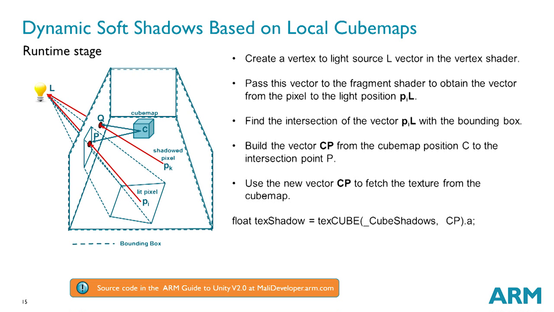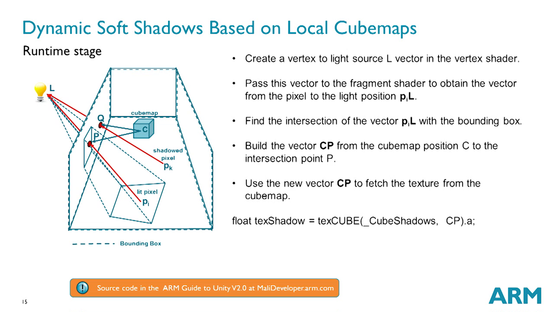So what we need to do at runtime? At runtime, we build in our vertex shader a vector from the vertex to the light position, and we pass that vector to the fragment shader as a varying, in such a way that we get the fragment to light vector already interpolated in the fragment shader.